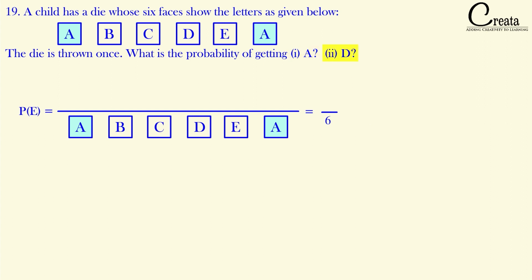In the second part, we have to find the probability of getting D. The denominator will remain the same, that is 6. In the numerator, the number of favorable cases of getting the letter D is only 1. D is not repeating, it is only once. So 1 D will come in the numerator. So we got our answer as 1 by 6. So we are done with this question.